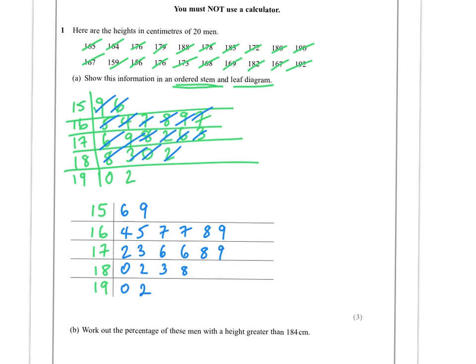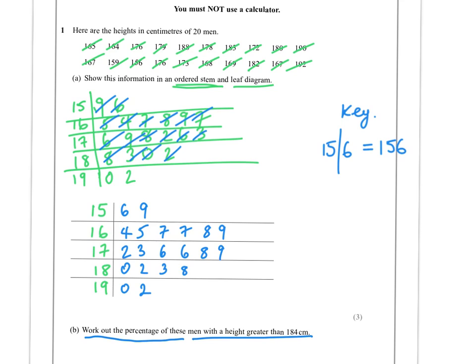I would put a key as well to represent what the data shows. So I would say that represented 156, and I'd write key just here. And then it says work out the percentage of these men with a height greater than 184 centimetres. So this is where the stem and leaf can help. This is one of the reasons for doing it.